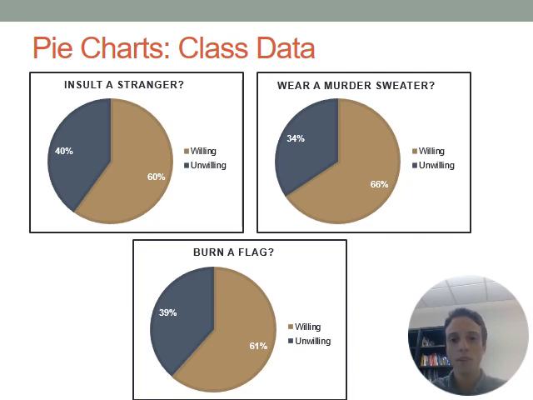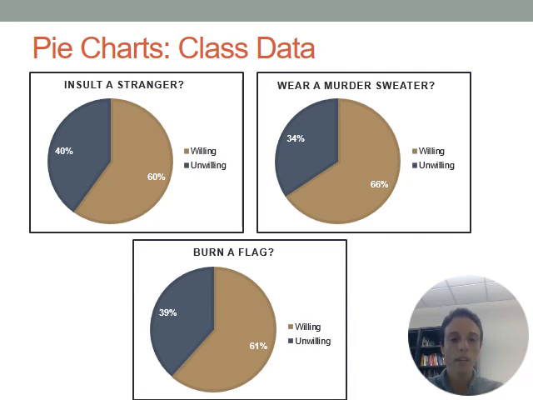For the murder sweater question, we had slightly more people who said they'd be willing to do this for some amount of money, but 34%, so a little more than 1 in 3, still said that they would not be willing to do this thing for any amount of money. And similar breakdown for the burn a flag question, where 61% of the class said that they would be willing to burn an American flag for some amount of money, and 39% said that they would be completely unwilling to do this.